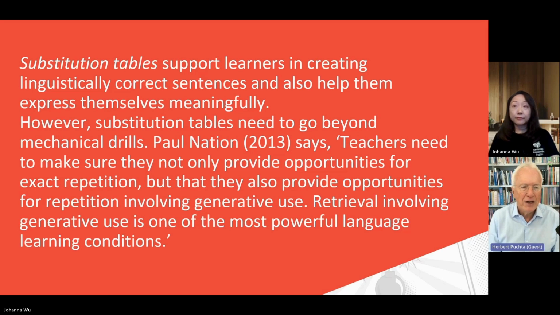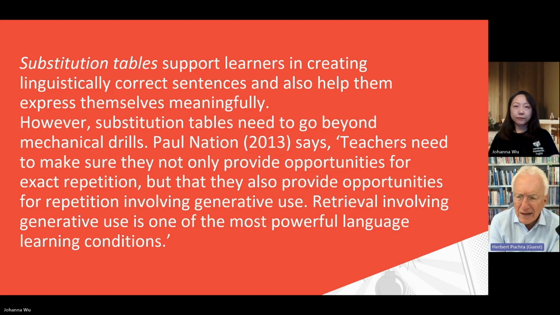This is a quotation that comes from Paul Nation, who says teachers need to make sure that substitution tables do not only provide opportunities for exact repetition, but that they also provide opportunities for repetition involving generative use. As we know, substitution tables help to create linguistically correct sentences, and they help our learners to express themselves meaningfully. But we need to make sure that we give them the thinking time, so that they select what they want to say. This is what Paul Nation is pointing out here, the generative use supported by substitution tables.